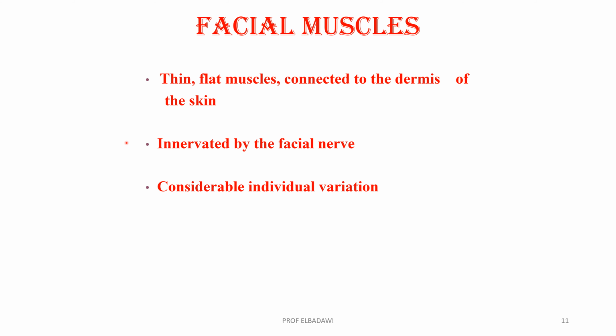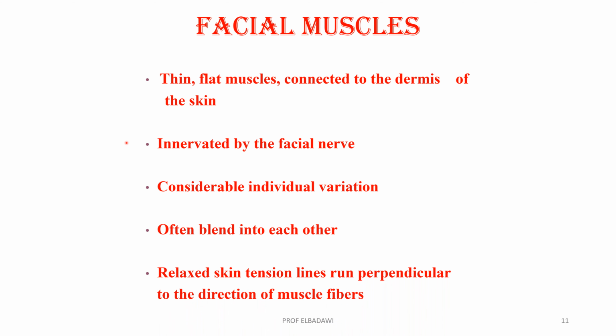There are considerable individual variations in those muscles, in the shape, in the thickness, in the position, or even of the existence. They often blend into each other. Being very small muscles, they can blend together. There are what we call the relaxed skin tension lines in the face, well-known lines for a plastic surgeon to make the incision through them, and those lines are perpendicular in harmony with the direction of the muscle fibers, which is very important.